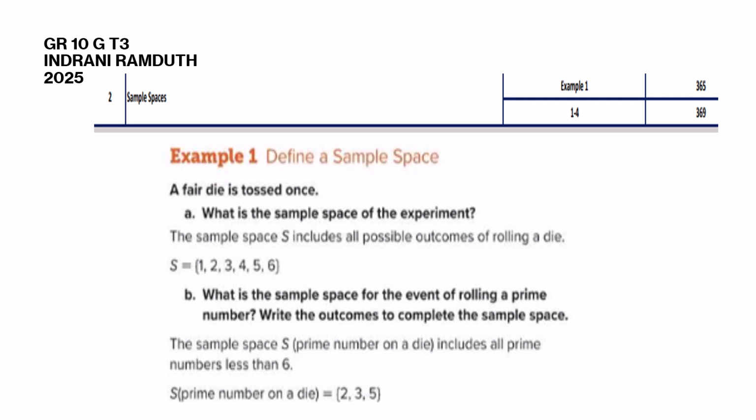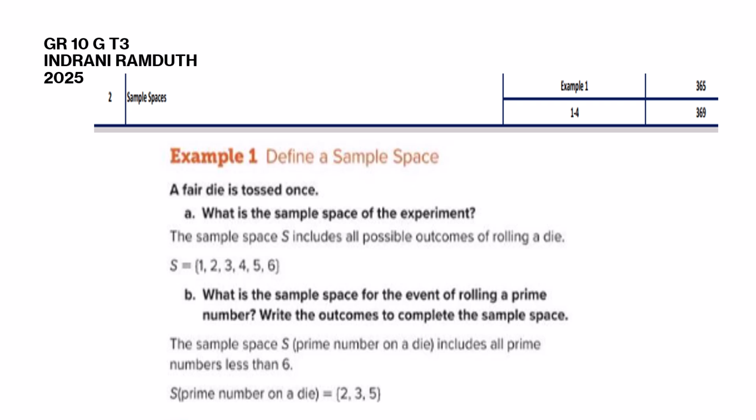Very quickly, we have to complete example 1, which appears on page 365, and examples 1 to 4 on page 369. What do I need to know in order to define a sample space? A sample space simply means what are all the possibilities of a particular experiment.